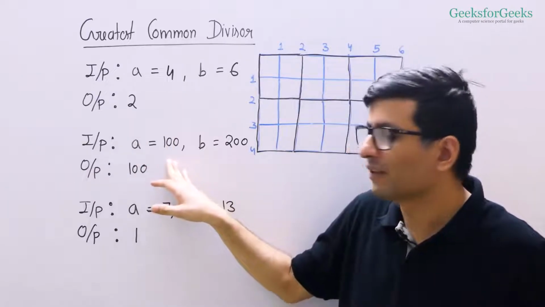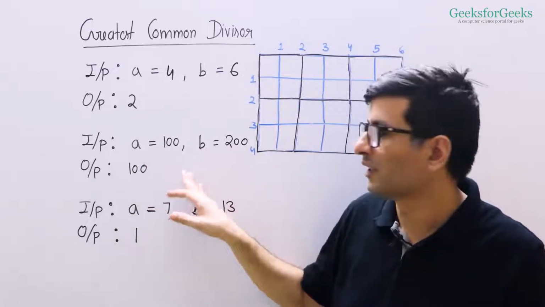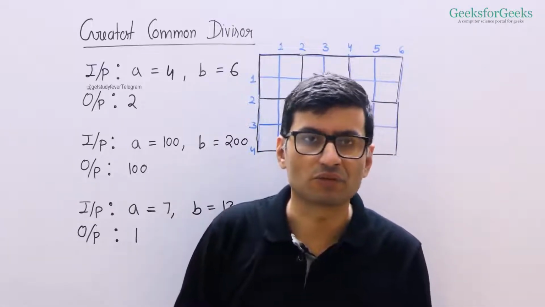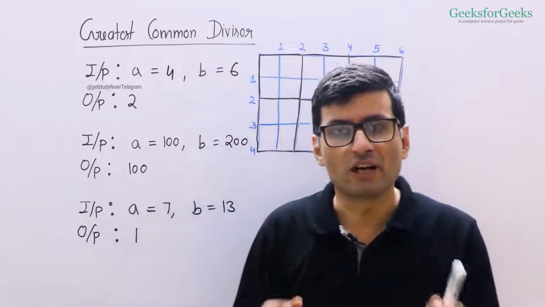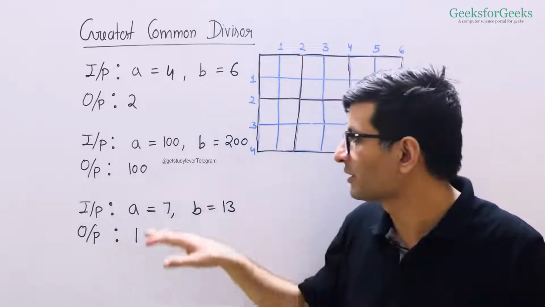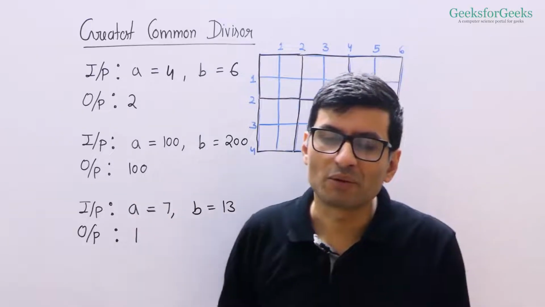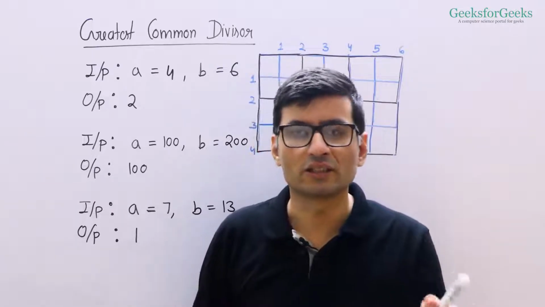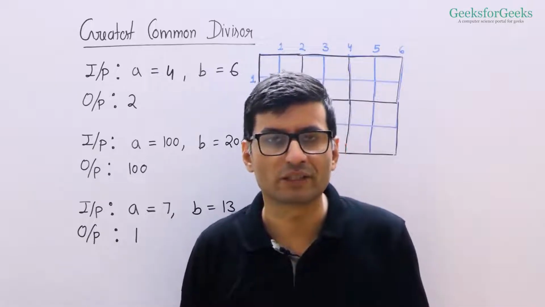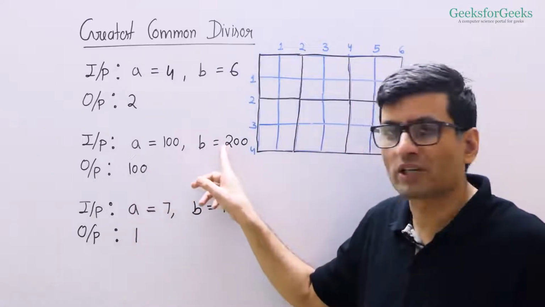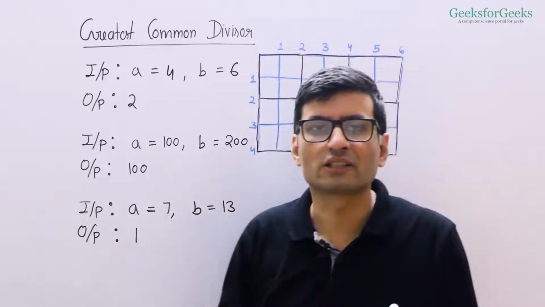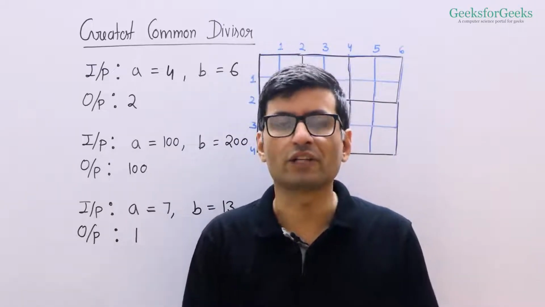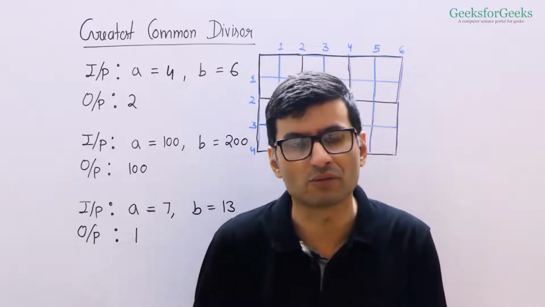Let's see this example. a is 100 and b is 200. There are many numbers that divide both of them. 2 divides both of them, 5 divides both of them, 10 divides both of them. But the largest number that divides both of them is 100. So this is an example where one number divides the other number. In those cases, the output is the smaller number that divides the bigger number. So 100 is dividing 200, so our output is 100. Other examples can be 15 and 30. So 15 divides 30, right? Or 15 and 45. 15 divides 45, so our output is 15.